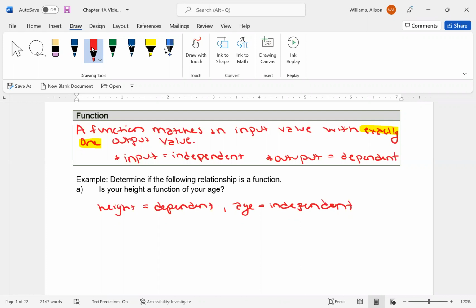So that means I'm looking at an age and seeing if I only map to one height. Let's take myself, for example. I'm not 30 years old, but let's pretend back when I was 30 years old, or let's be really specific: on my 30th birthday, I happened to be 5'4". So that's 64 inches. So that's the pairing on my 30th birthday.